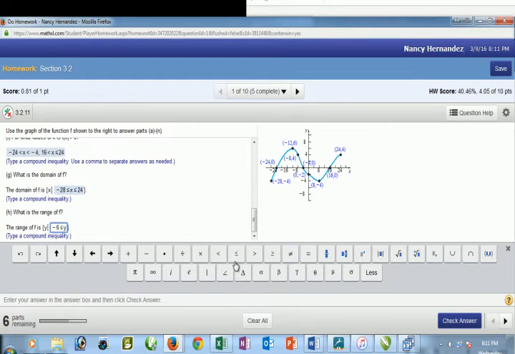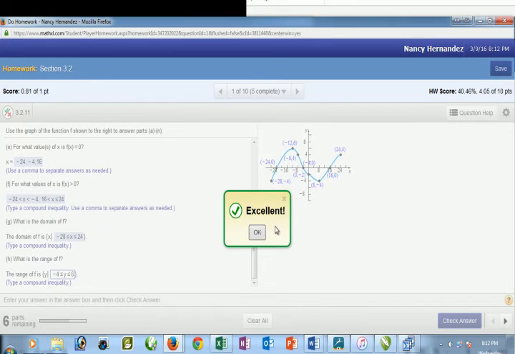Good. The range should be what? How low do we go? Negative 4 to what? 6. My bad. From negative 4 to positive 6. So you gotta be careful. Make sure you're looking at the y values. Excellent. Whoop whoop.